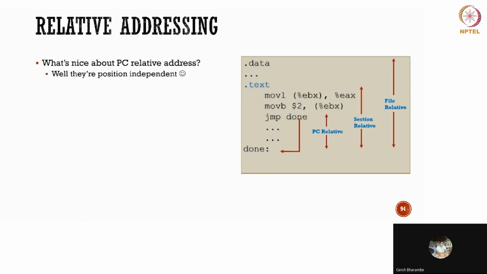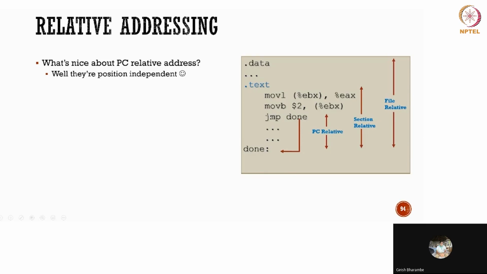Okay, so for example, in this particular case, if I'm doing jump to a label done, in most processor architectures, the instructions like JMP, call, etc. will take a PC relative address. That means they will take the difference between the current instruction and the target. So we are not actually jumping to the address of done. We are jumping to the address of done relative to the current instruction.